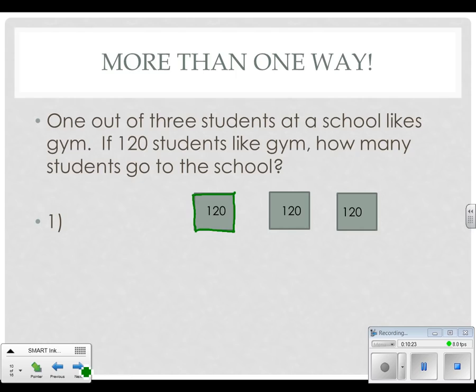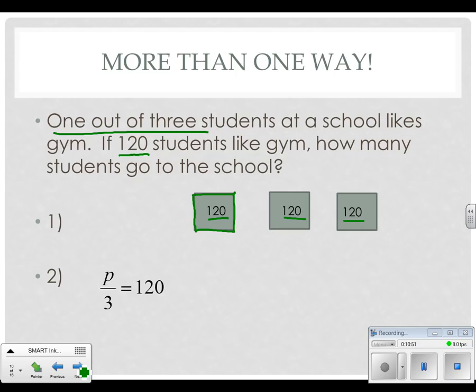1 out of 3, it said 1 out of 3 like Jim, and it says 120 students like Jim. So in my picture, I have 1 out of 3 squares highlighted, and we know that that's 120. Well, if there's 3 squares and there's 120 in all 3 squares, how many total is that? That's our answer, 360. Well, another way to see it is with an equation.